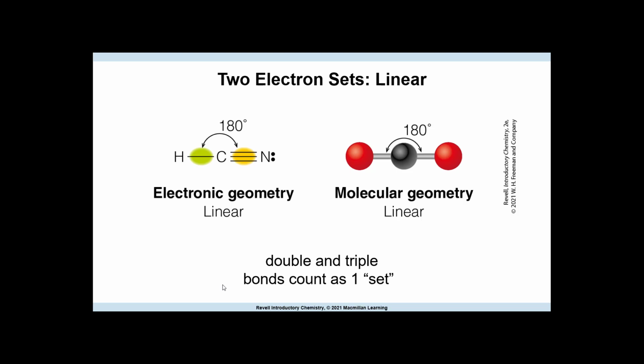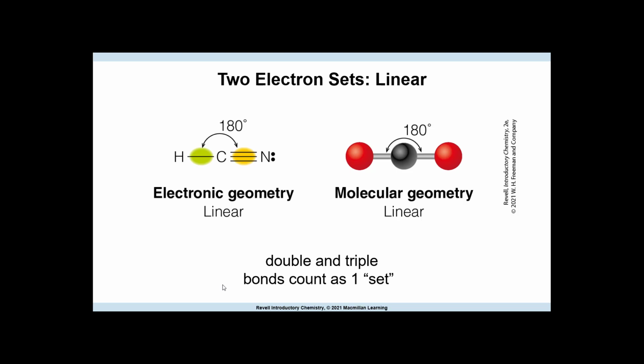When doing a VSEPR model, we consider the triple bond to be one set of electrons, since these electrons all occupy the area between the carbon and the nitrogen. The two electron sets repel each other, so they will move as far away from each other as possible. So think of magnets that have the same side. You can never push them together, meaning they will end up on opposite sides of the carbon atom. The electronic geometry around the central carbon atom is linear. That is, the bond angle between the two sets is 180. As a result, the molecular geometry, the arrangement of atoms, is also linear.